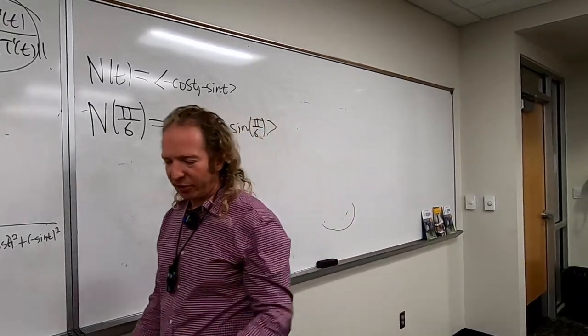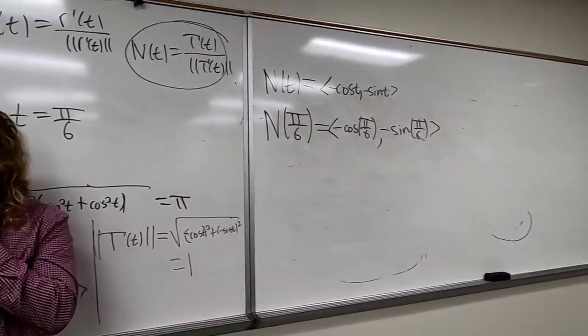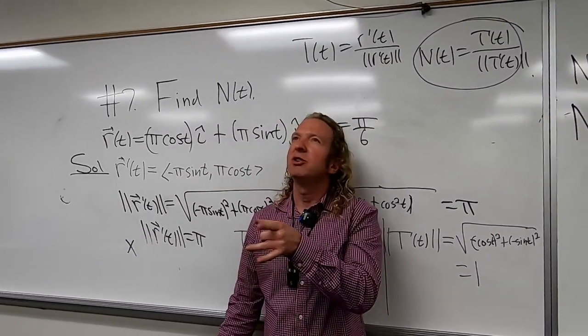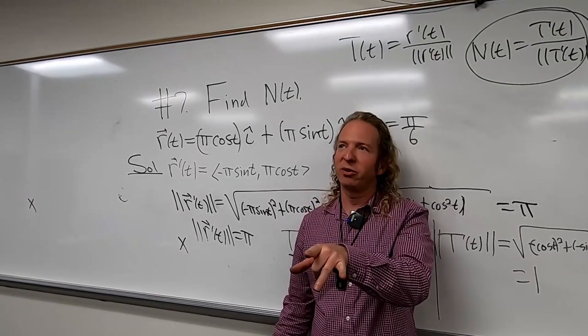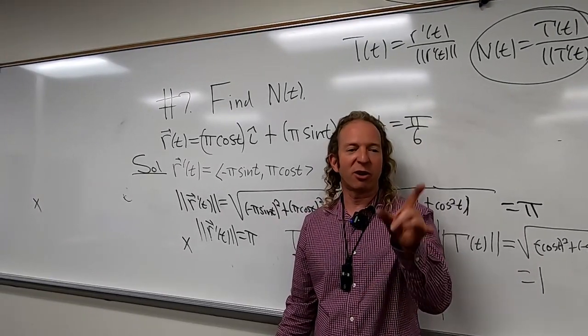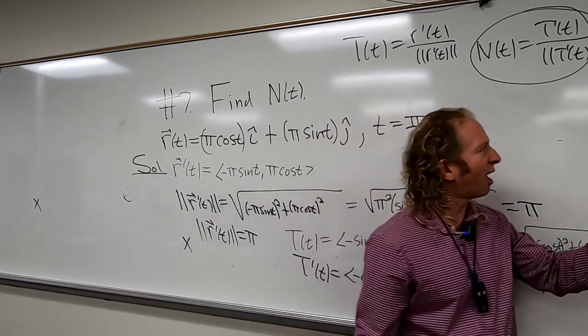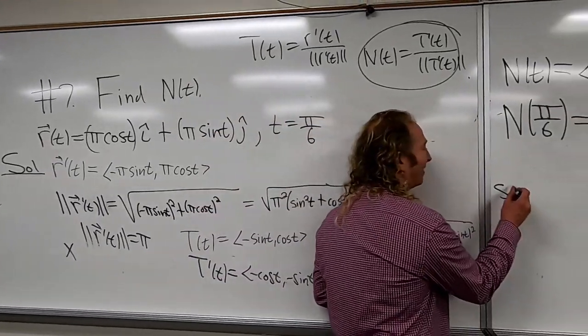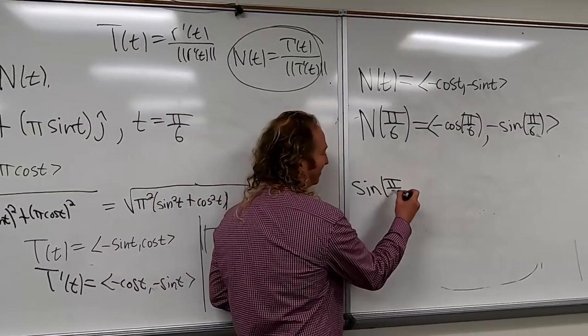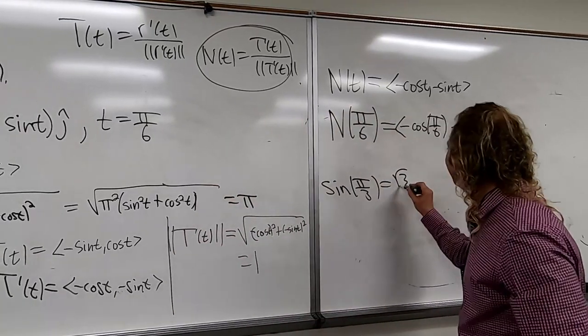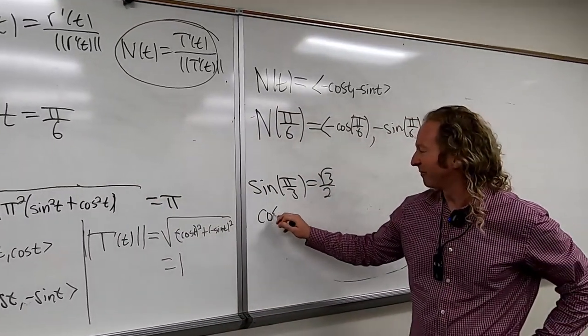I feel like we did this one earlier. Yeah, did we? It was similar. So sine of pi over 3 is the square root of 3 over 2. So cosine of pi over 6 is 1 half. Cosine is radical 3 over 2. Yep. And it's 1 over 2.